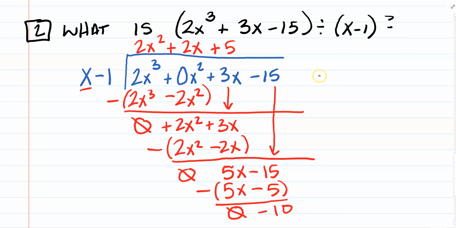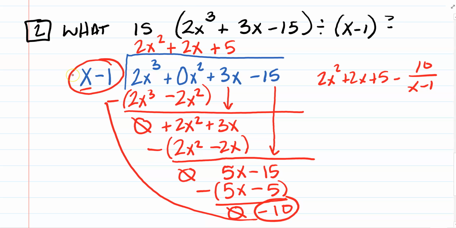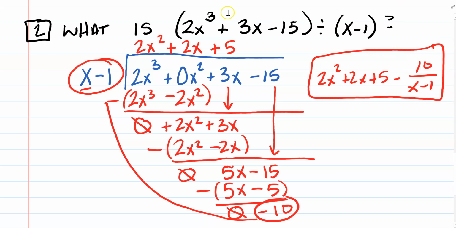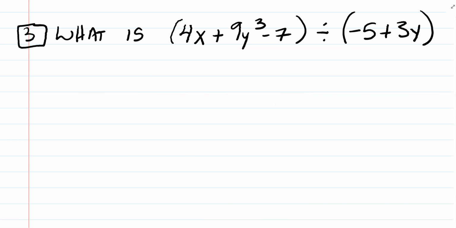So the right way to answer this would be 2x squared plus 2x plus 5 minus 10 over an x minus 1. And that comes from the remainder divided by the divisor right here, x minus 1. So that's what we're looking for. Kind of a long process, but if you keep everything nice and organized, you should be good to go. Okay, we'll do one more.